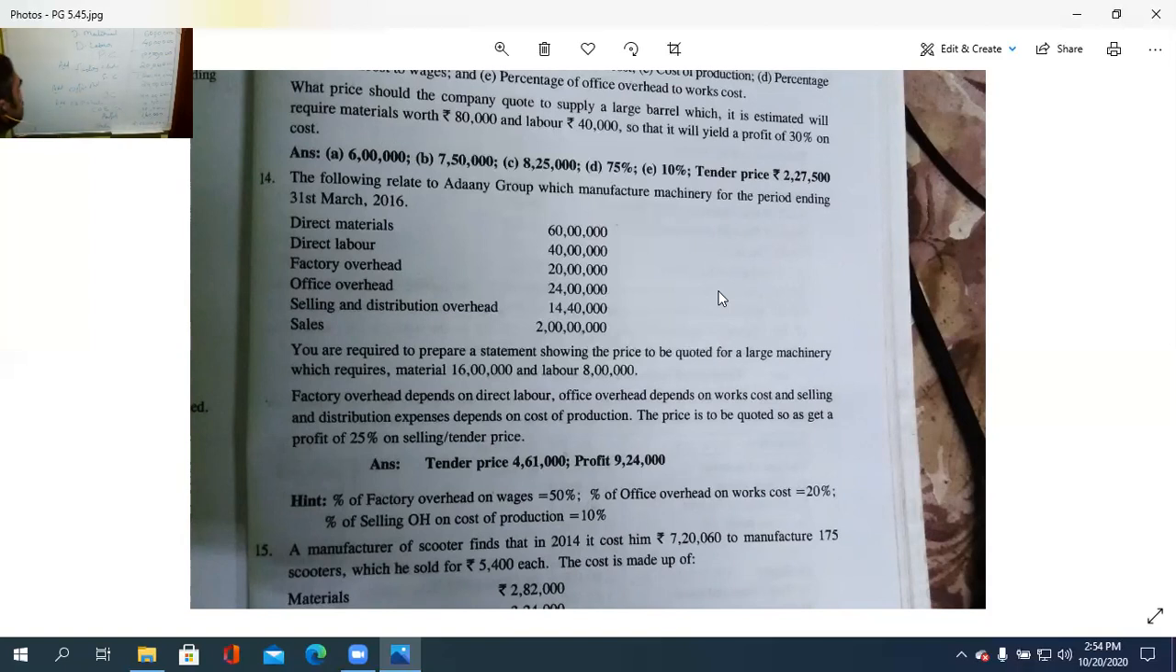Then upon this, we need to calculate the percentage of factory overheads over direct labor. So how much? 20 lakhs divided by 40 lakhs into 100. So 20 lakhs divided by 40 lakhs into 100 is 50%.